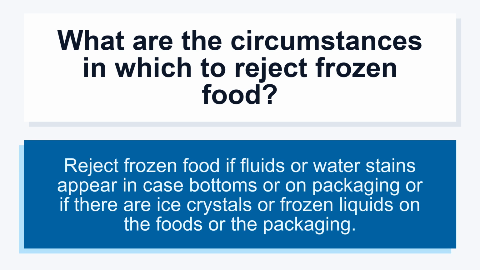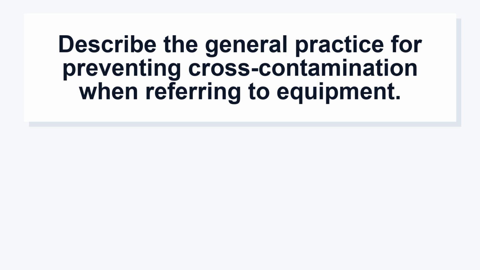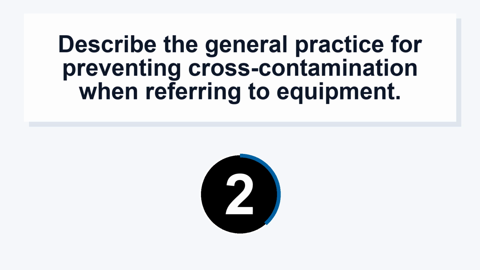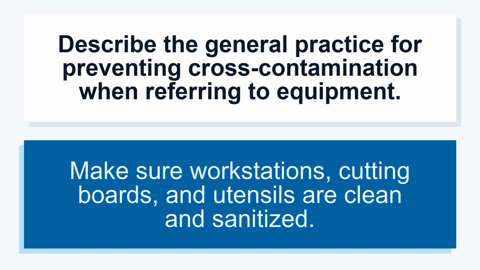What are the circumstances in which to reject frozen food? Reject frozen food if fluids or water stains appear in case bottoms or on packaging, or if there are ice crystals or frozen liquids on the foods or the packaging. Describe the general practice for preventing cross-contamination when referring to equipment. Make sure workstations, cutting boards, and utensils are clean and sanitized.